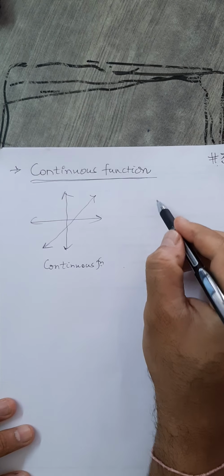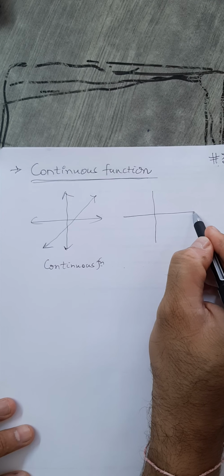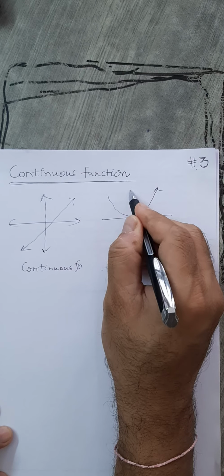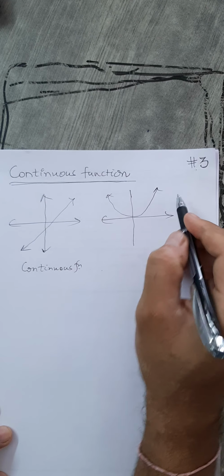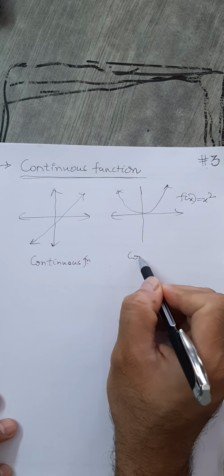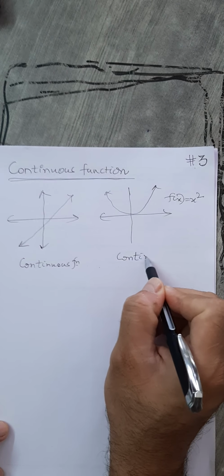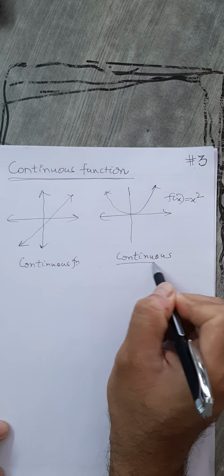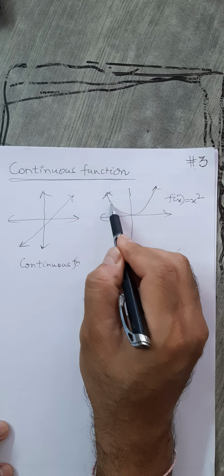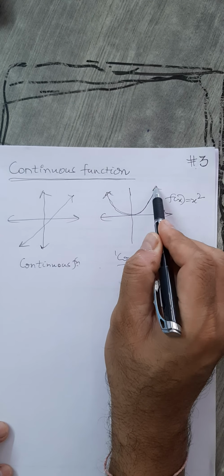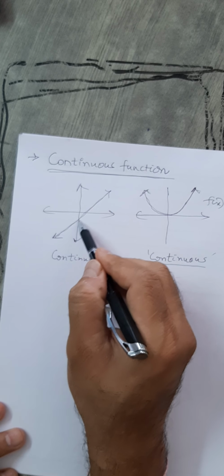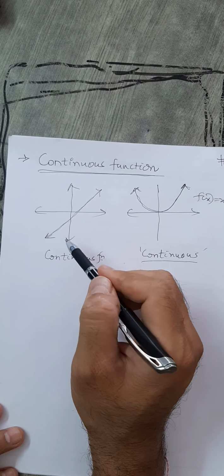Look at this graph. If I consider this one here, you know that this is a standard parabola, f(x) equals x squared. So this is also an example of which function? A continuous function. Continuous means there is no break in the graph of the function. You can draw the graph without lifting the pencil from the paper.